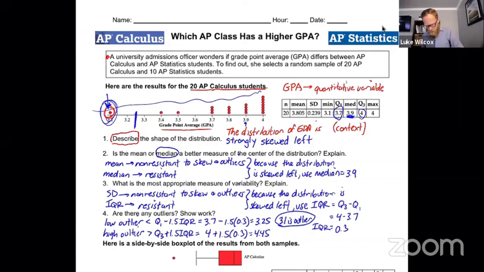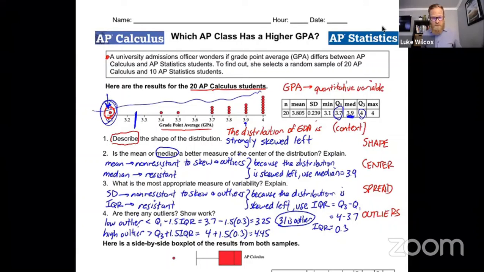In number 1, we talked about the shape of the distribution. In number 2, we talked about the center of the distribution. In number 3, we talked about the variability or the spread of the distribution. And in number 4, we tried to see if there were any outliers. So those are the 4 things you want to make sure that you address when you are asked to describe a distribution.